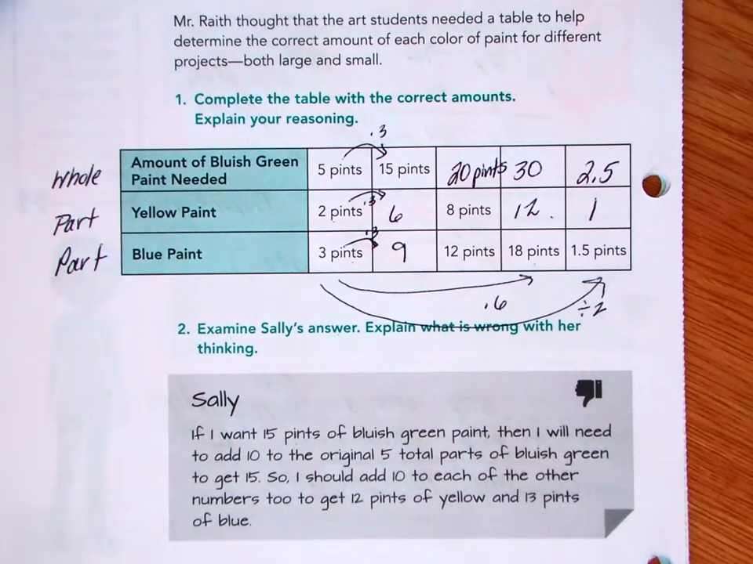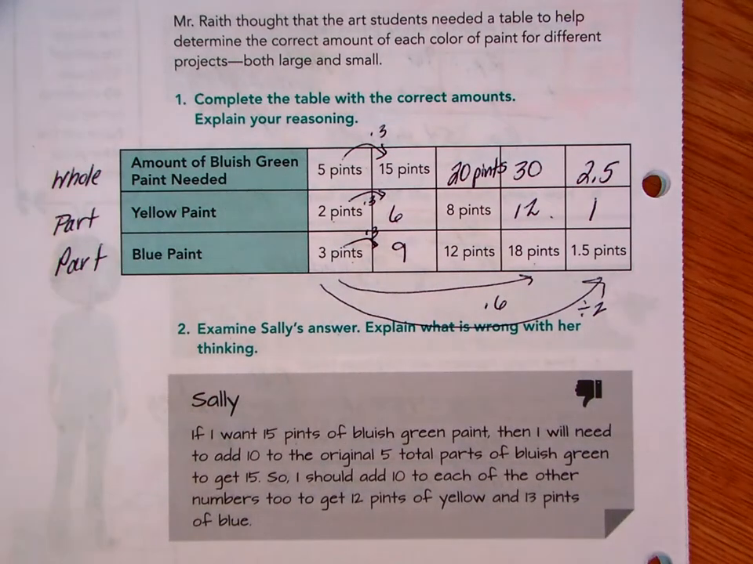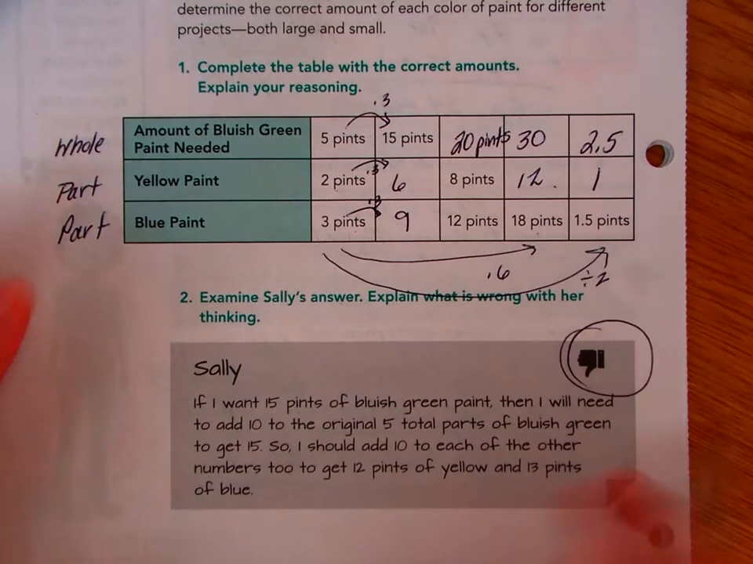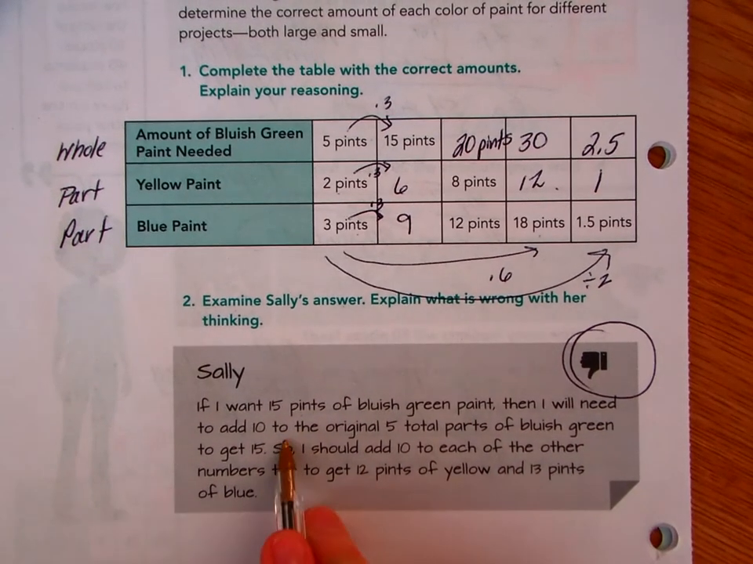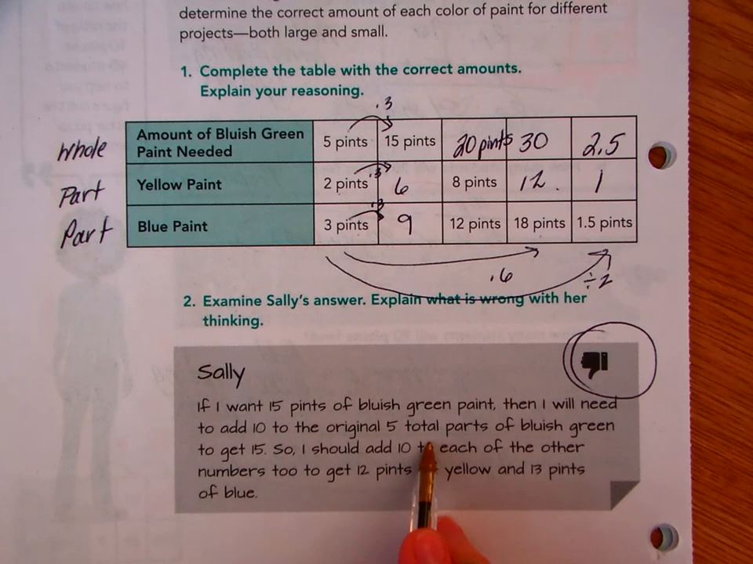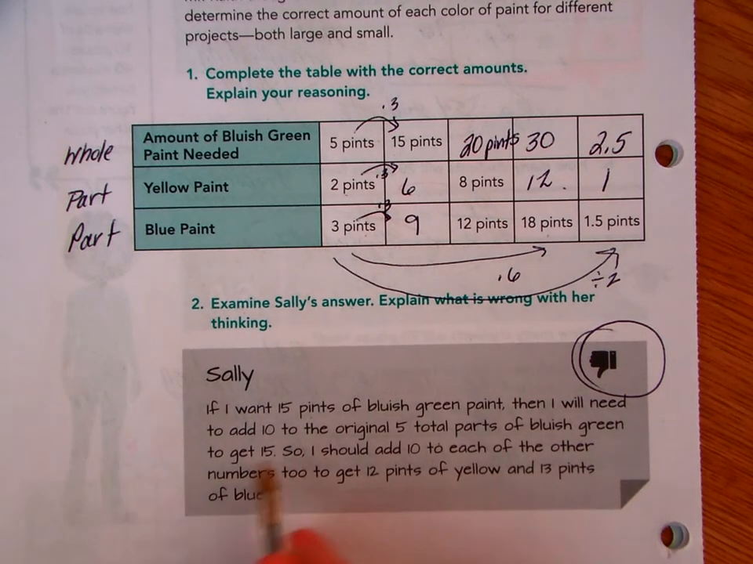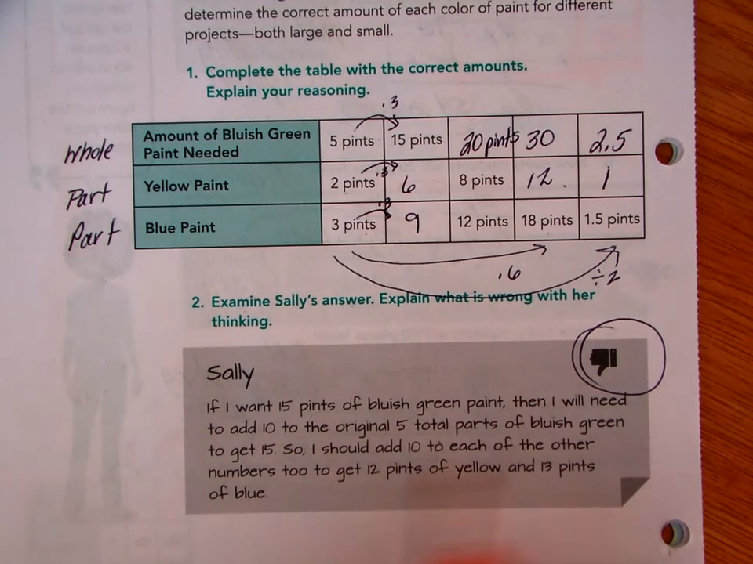Examine Sally's answer. Explain what is wrong with her thinking. Poor Sally. Already wrong. Hasn't even gotten started. If I want 15 pints of bluish green paint, then I will need to add 10 to the original 5 total parts of bluish green to get 15. So I should add 10 to each of the other numbers, too, to get 12 pints of yellow and 13 pints of blue.